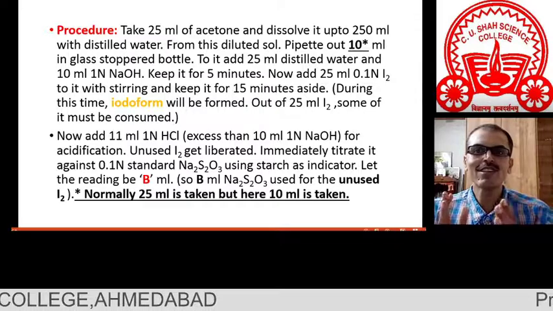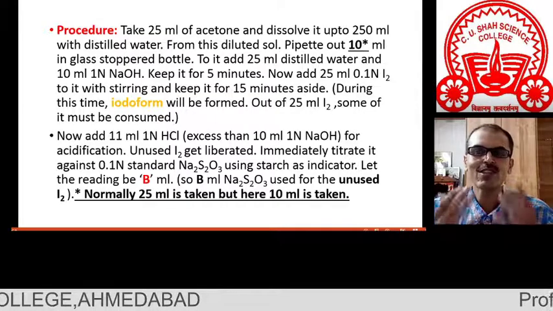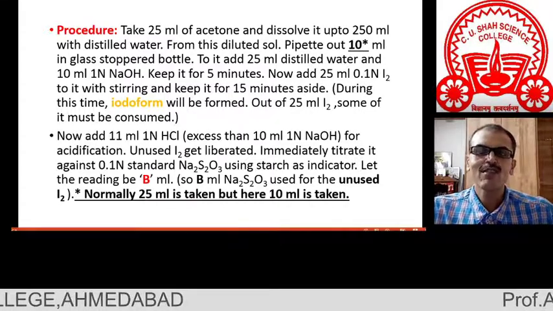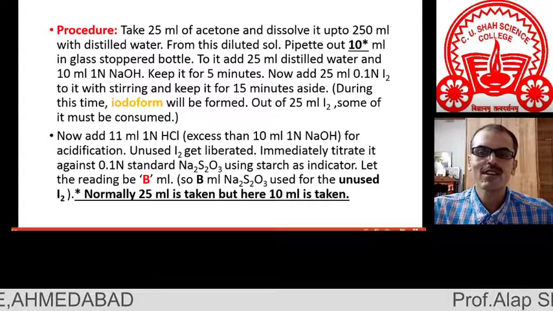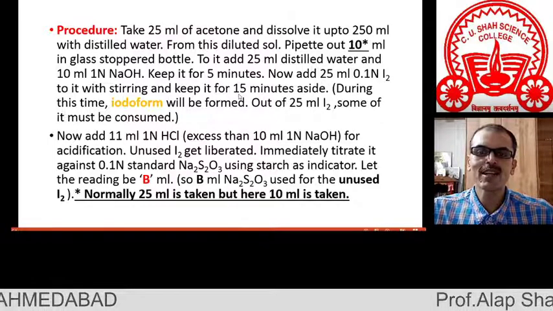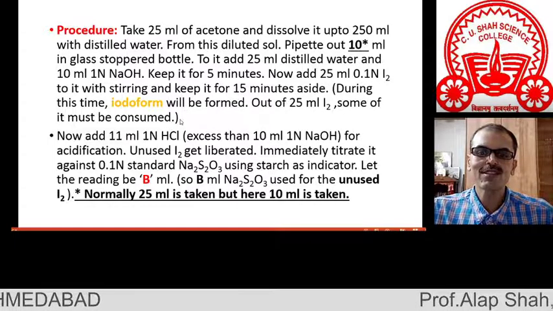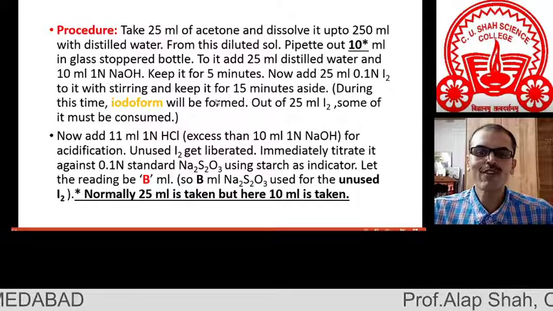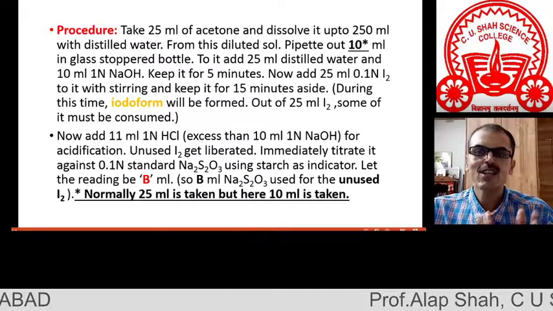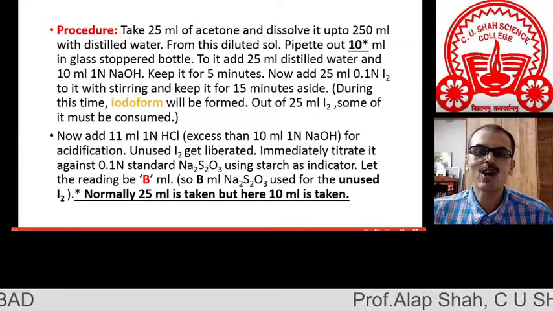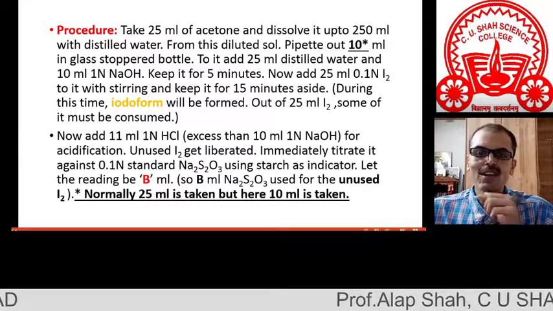So now everything is there. Ketone is there, NaOH is there, and I2 is added. We keep this mixture aside for 15 minutes, and during this time the formation of iodoform takes place. After 15 minutes, we can guess that out of the 25 ml of I2 added, some must have been used in the process of iodoform formation, and the remainder is unused.